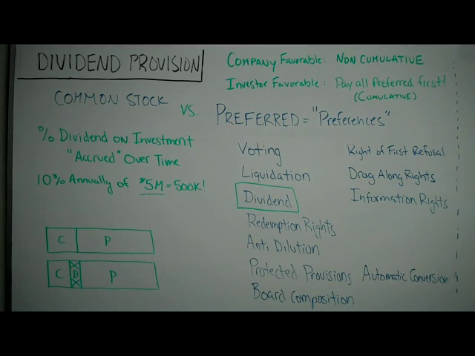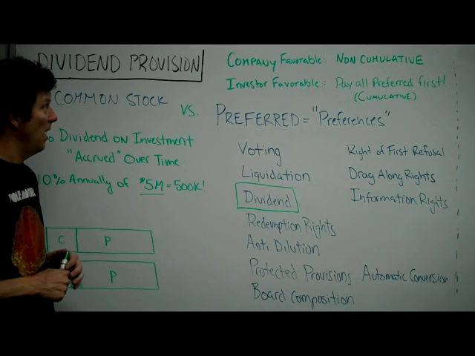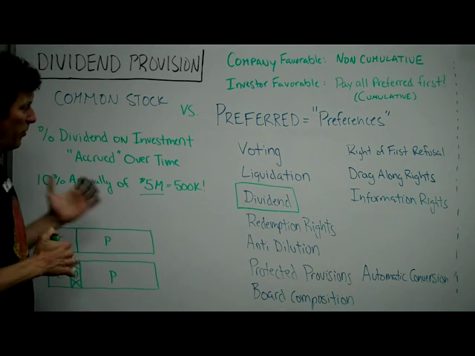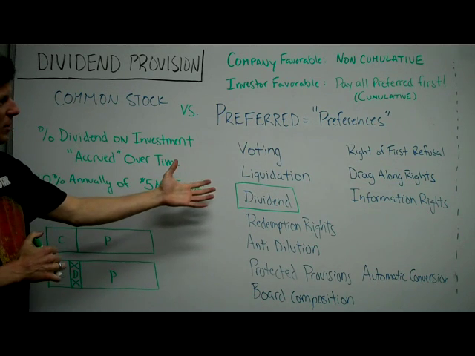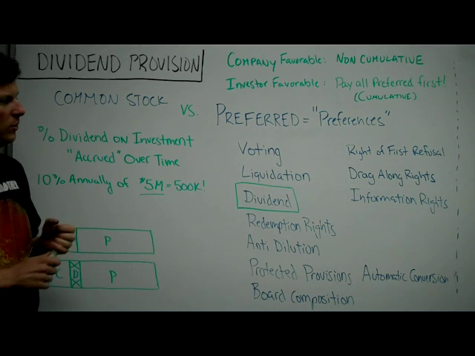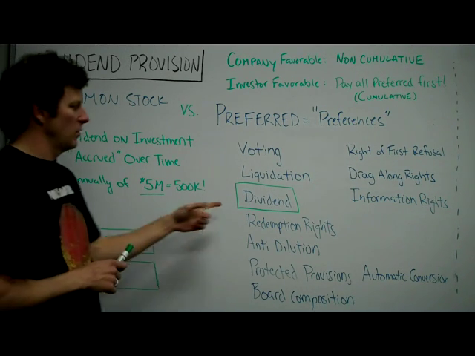Okay, dividend provision. Dividend provision can get a little bit confusing, so I may confuse myself while I explain this one. So dividend provision is essentially one of the preferences that preferred stock shareholders have that common stock shareholders do not, or sometimes do not in this case. This is the one we're going to talk about.